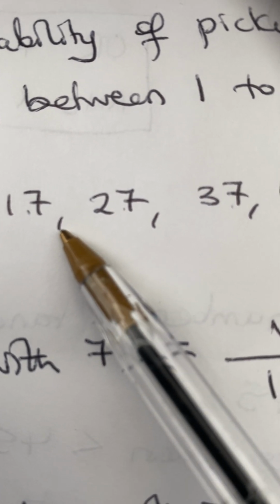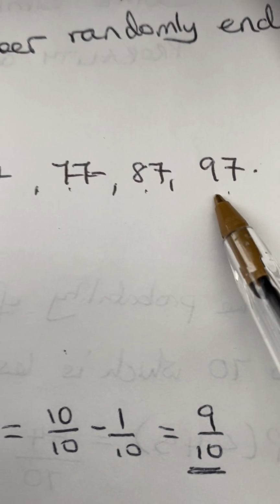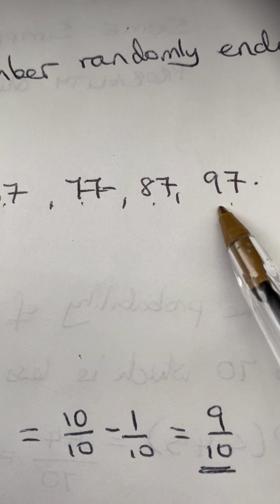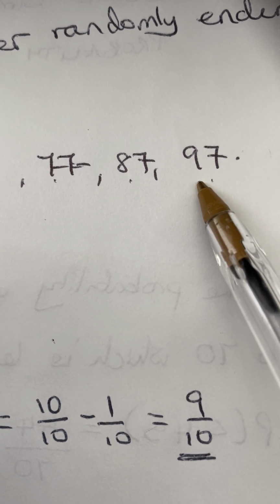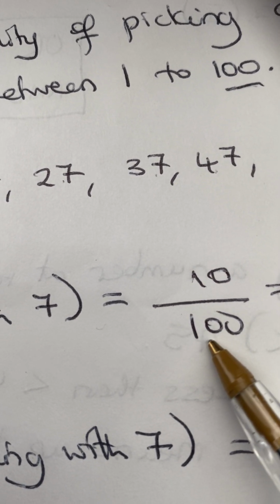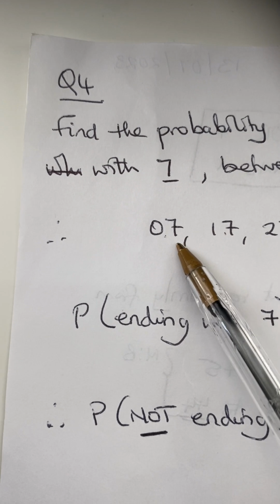17 ends with 7, 27, 37, 47, 57, 67, 77, 87, 97. They said between 1 and 100, so don't go beyond 100. If you add 107, then you are wrong. So now the total number is 100, and then how many numbers end in 7?